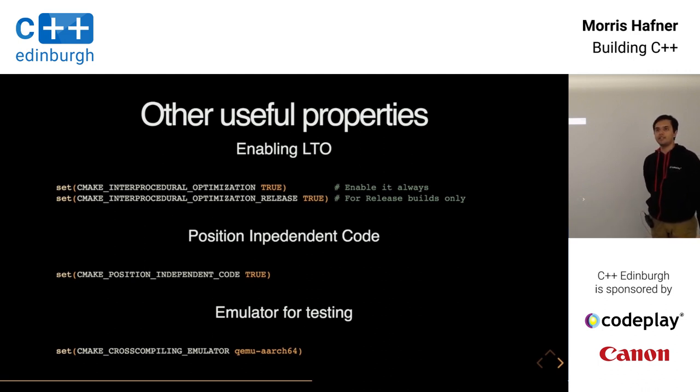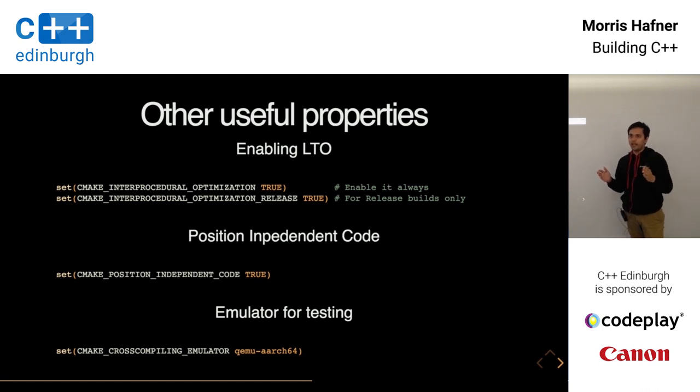Just in one line, what's the benefit of position independent code? Position independent code means that when you have a shared library, you have your binary image, and then it gets loaded into your executable. And the address might change every time you load your program.